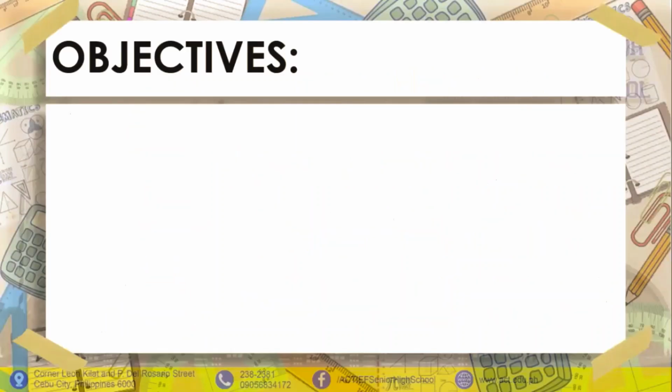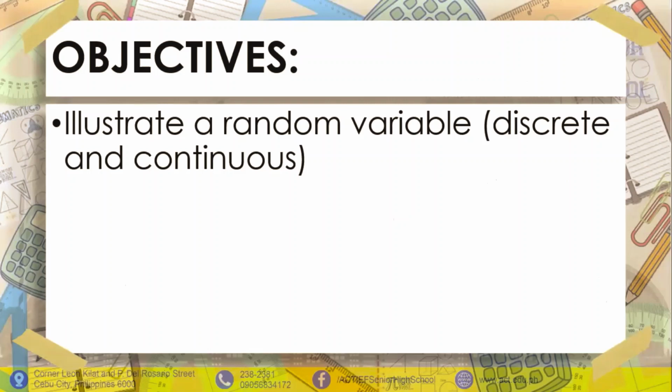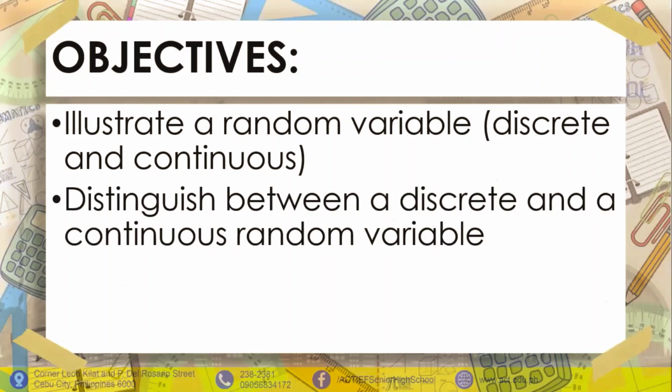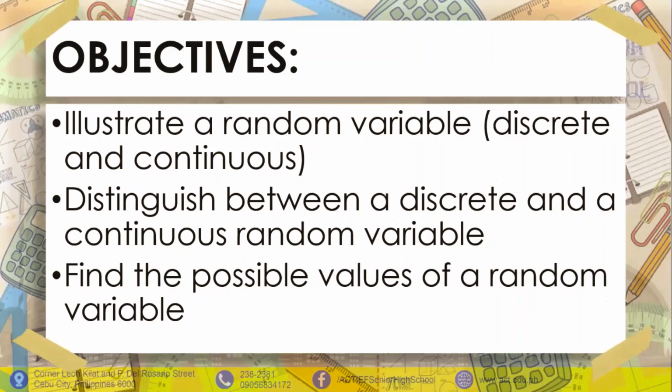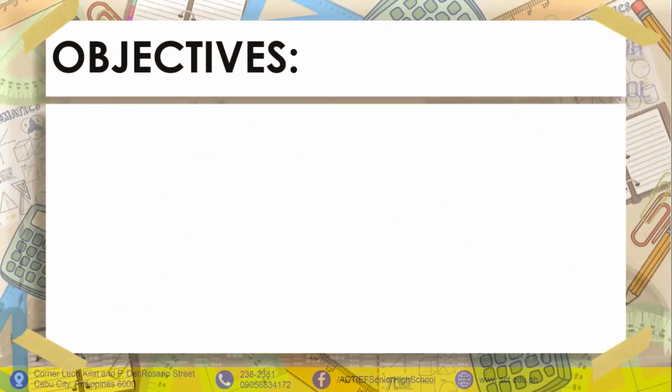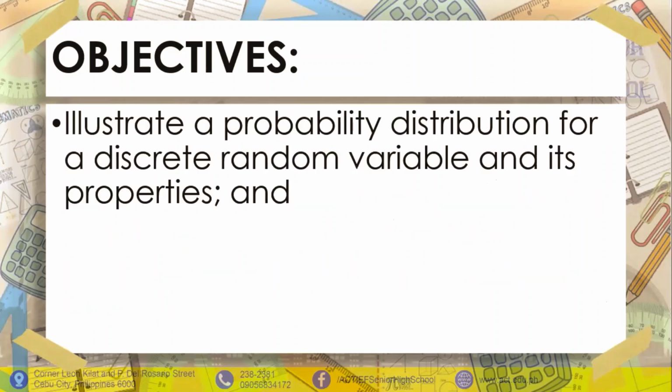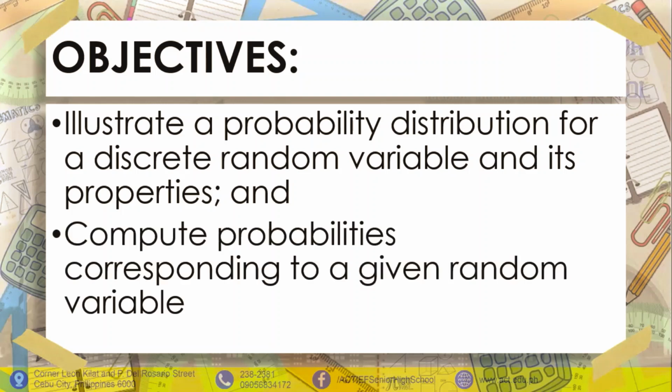In this video, you will learn how to illustrate a random variable, distinguish between a discrete and a continuous random variable, find the possible values of a random variable, illustrate a probability distribution for a discrete random variable and its properties, and compute probabilities corresponding to a given random variable.